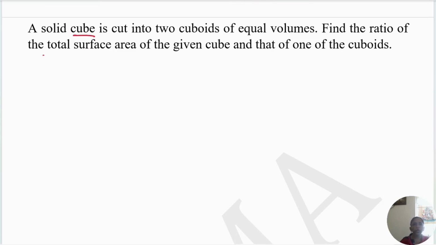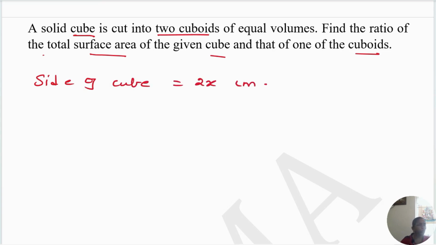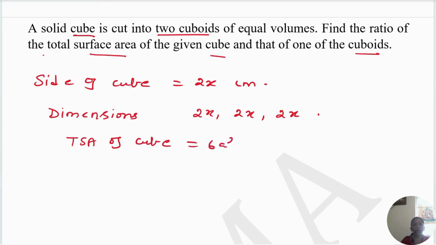Read this problem. A solid cube is cut into two cuboids of equal volumes. Find the ratio of the total surface area of the given cube to that of the cuboid. So now let us consider the edge of the cube. One side of the cube is equal to 2x centimeter. So length, breadth and height all are 2x. So TSA of the cube is 6a square. So that is 6 times 2x whole square, so 24x square.